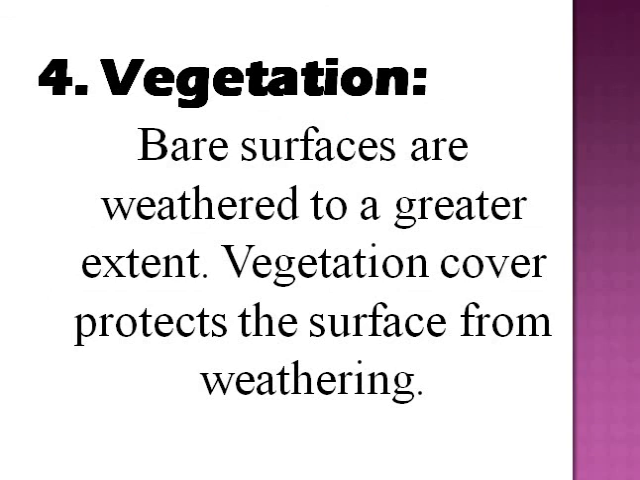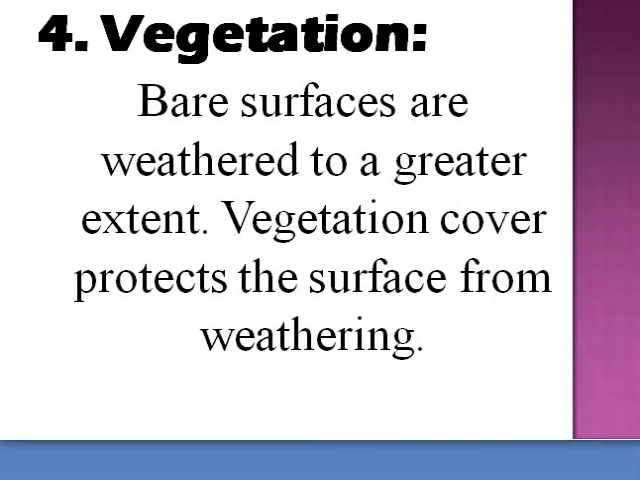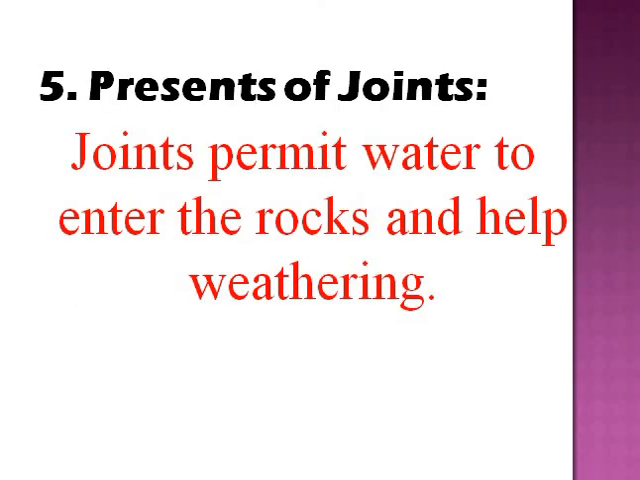Number 4. Vegetation. Bare surfaces are weathered to a greater extent. Vegetation cover protects the surface from weathering. Number 5. Presence of joints. Joints permit water to enter the rocks and help weathering.